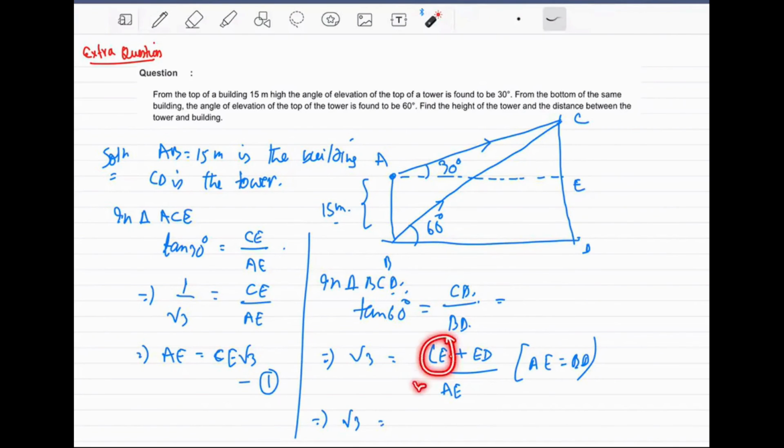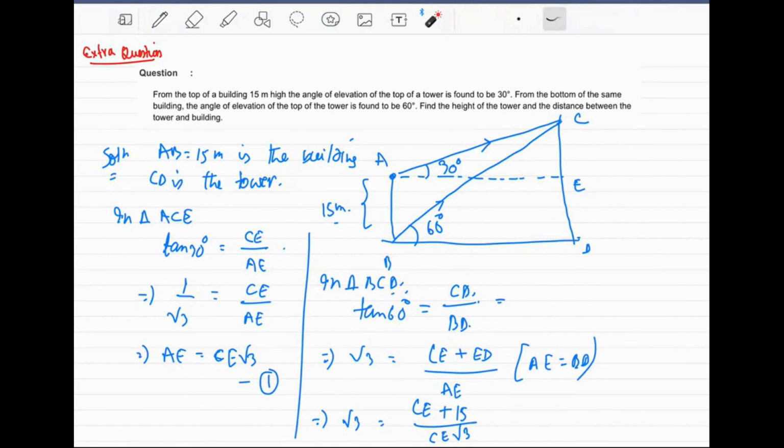CE, we don't know. ED, do we know? Yes, ED we know because ED is equal to AB part. And AB is mentioned to be 15 meter. So CE, you keep it. ED, you have to put it as 15. AE, we are going to use equation 1 and replace it with CE root over 3.